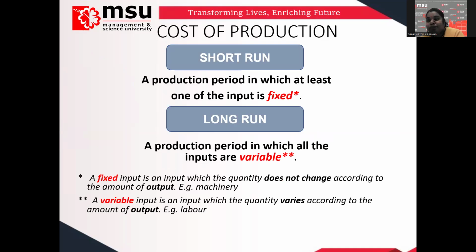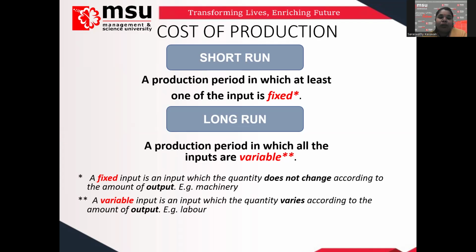Okay, so for the short run, we use fixed cost and variable cost. For the long run, we use variable input only. Therefore, the cost is variable cost only that we use for the long run. Okay, I think this is clear.